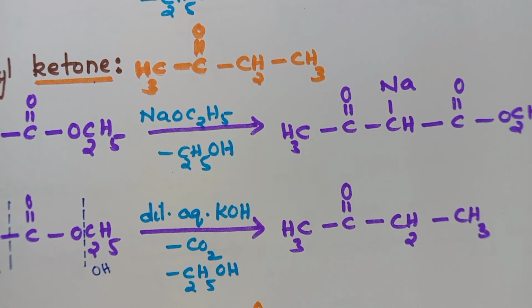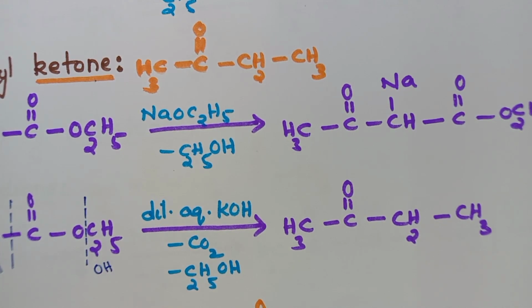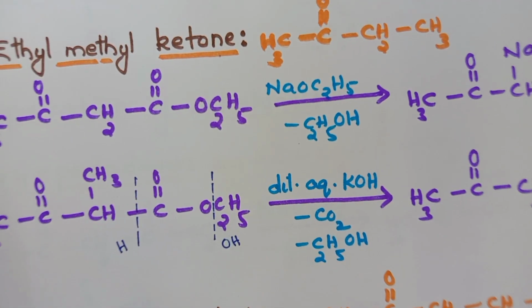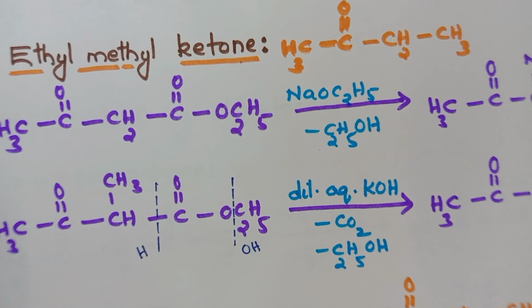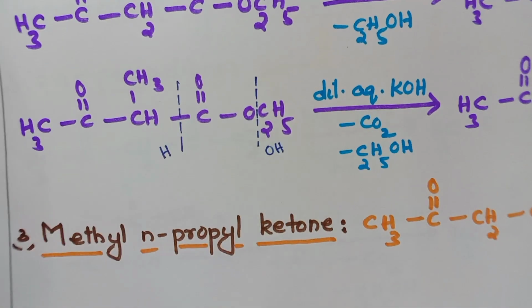Hence such hydrolysis we call it as ketonic hydrolysis. Like we called previously when acids were produced, we call it as acid hydrolysis. Here we call it as ketonic hydrolysis. Okay. Now you understood how to prepare ethyl methyl ketone. Now there is a homework for you or a practice question for you.